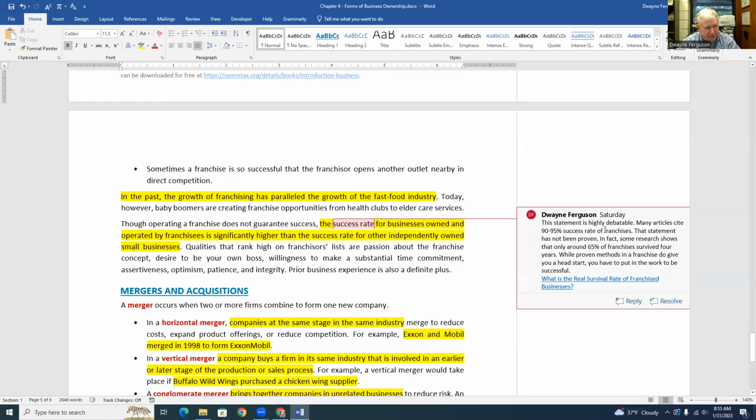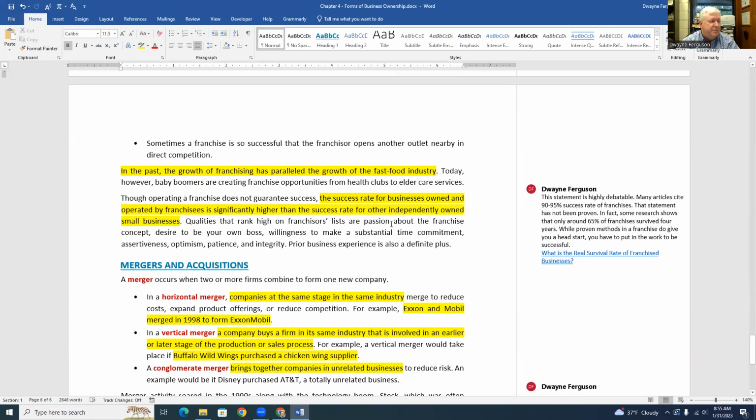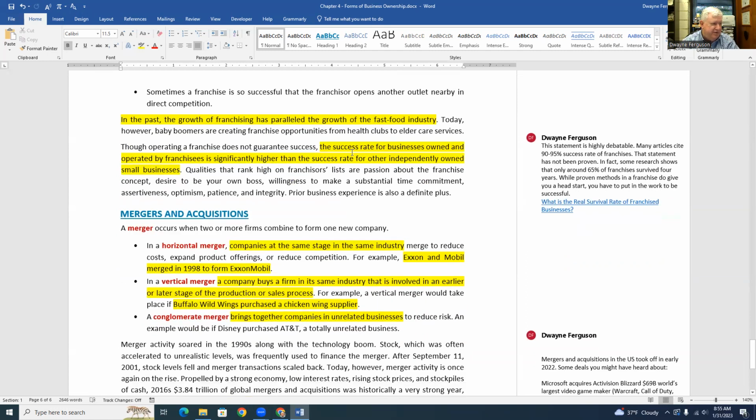So I'll put this over here. This statement is highly debatable. Many articles cite a 90 to 95% success rate. Well, that seems like a slam dunk, right? If you start a franchise, you're going to have success. You're going to make money like crazy. But that's not really true. Some research has shown only 65% survive over 4 years. So I cannot say this statement is exactly proven. You would think, just logically, that a franchise would be more successful than a regular business, but how much more successful might be the question to ask.